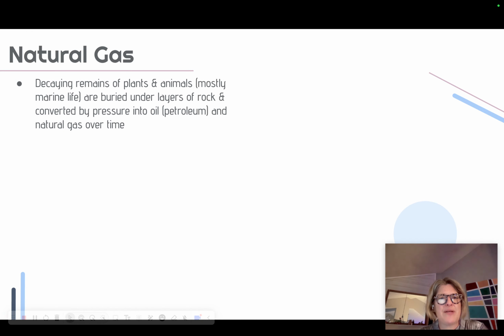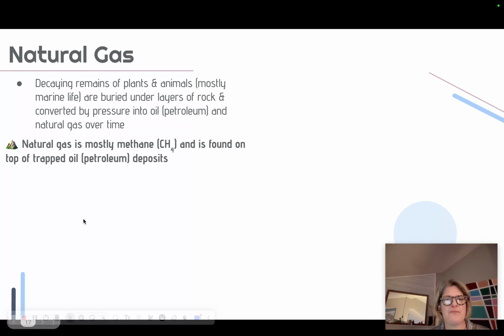Basically, what happens is that these plants and animals get buried under layers of rock and they're converted into oil because of all the pressure pushing down on the materials. And that creates petroleum. Over time, that petroleum is going to give off methane gas, which is natural gas. And it does that over time.